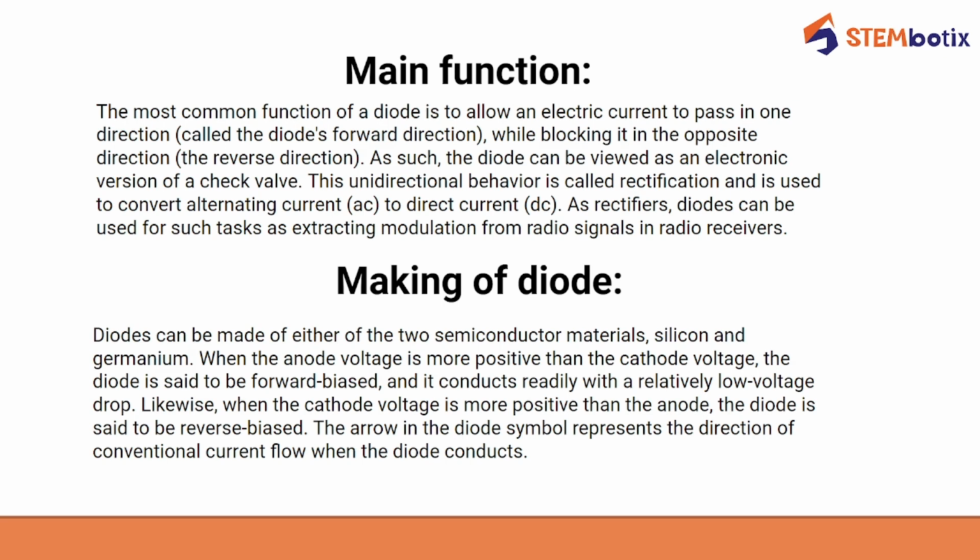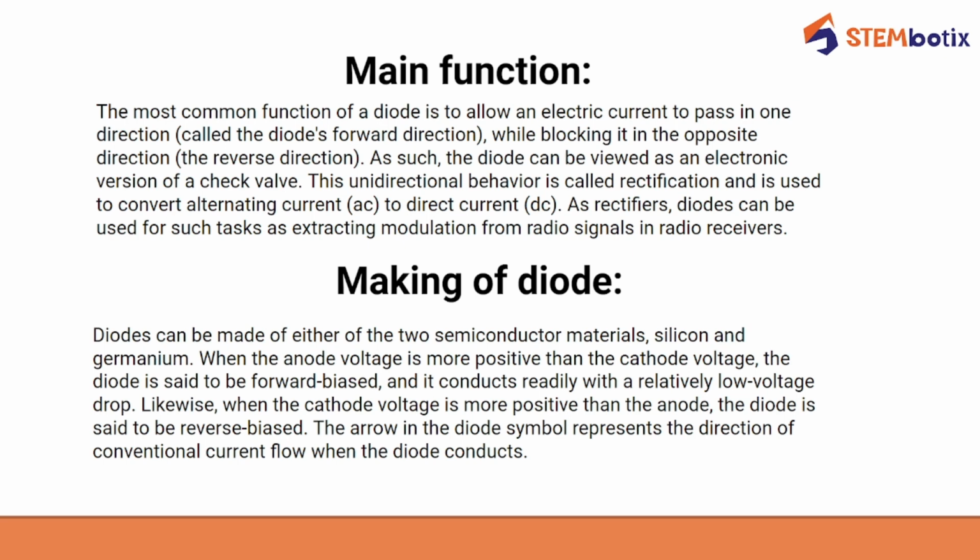It allows current to flow in only one direction and blocks it in the other, the reverse direction. This unidirectional behavior is called rectification and is used to convert alternating current (AC) to direct current (DC). As rectifiers, diodes can be used for tasks such as extracting modulation from radio signals in radio receivers. So this was the basic function of a diode, which is to convert AC into DC.